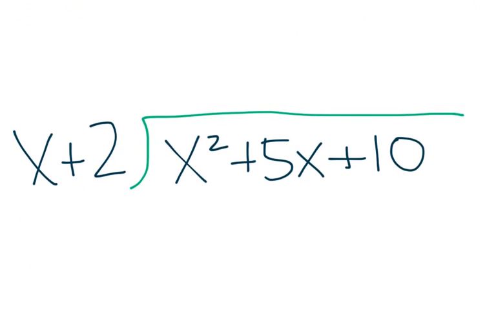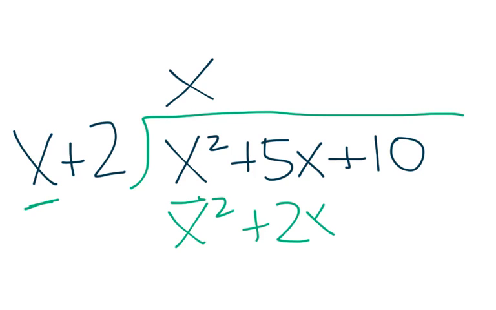So once again, we are going to look at this and see how many times this x can go into this x squared, which it can go in x times. So now we are going to multiply this x by each of these expressions, each of these variables. So we're going to do x times x, and that is x squared, and x times 2, which is 2x. And we're going to subtract this.